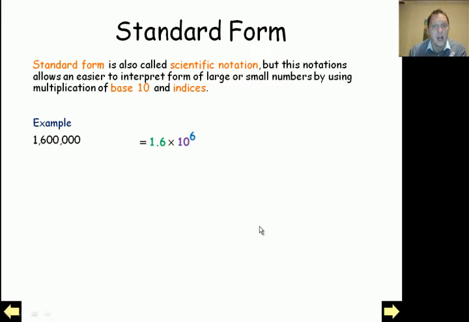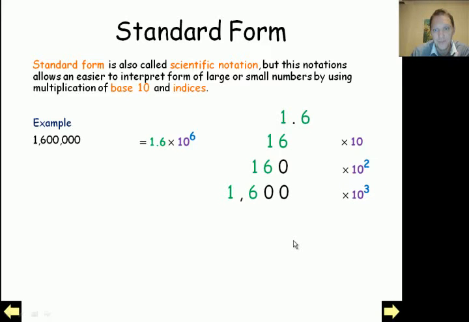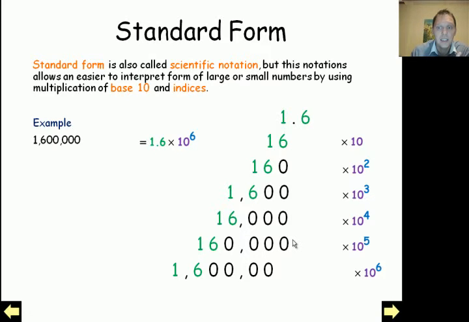A way of representing this is, starting off with my 1.6, I'm going to first of all multiply it by 10. So all of my numbers move to the left by 1 place value. Multiplying it by another 10, by another 10, and so on and so forth until I reach to the power of 6, which is my 1,600,000, which I've actually got in my question. So that's exactly where my standard form comes from.